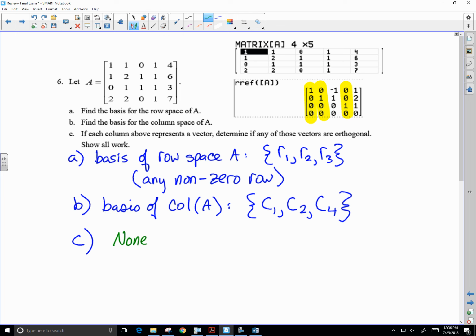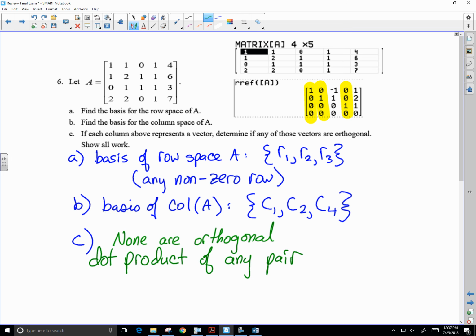None are orthogonal. How should I define it? I'll just make a statement: the dot product of any pair of column vectors is unequal to zero.